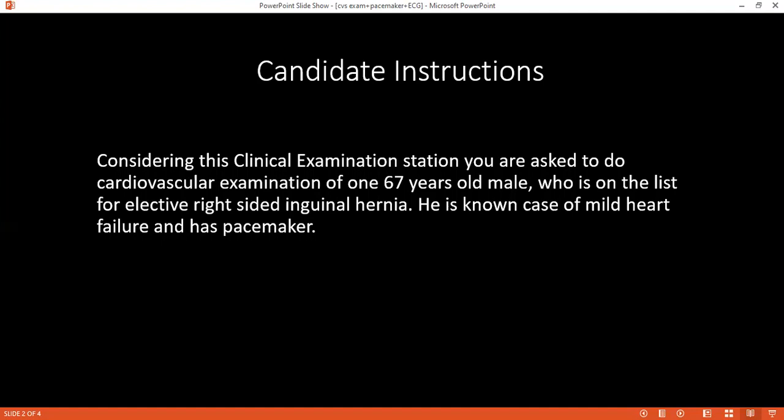Can you present your examination? Yes, today I've examined Tom, 67 years old, elderly male, who has been placed on the list for elective right-sided inguinal hernia with a history of pacemaker placement with mild heart failure.